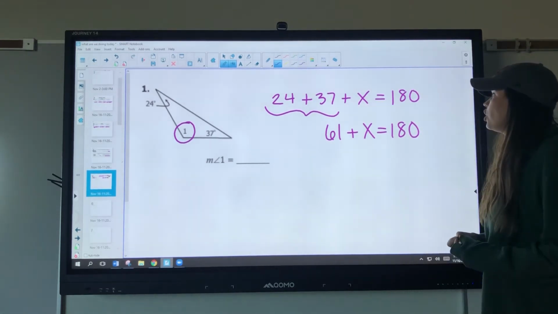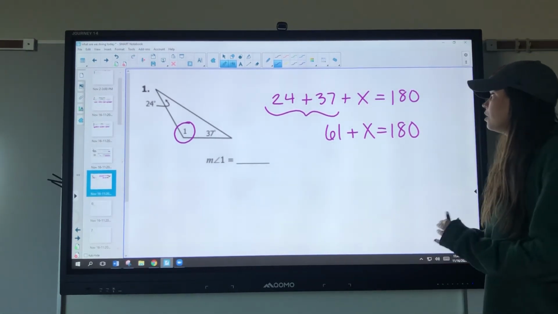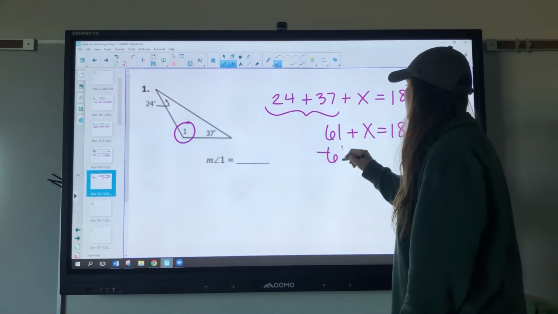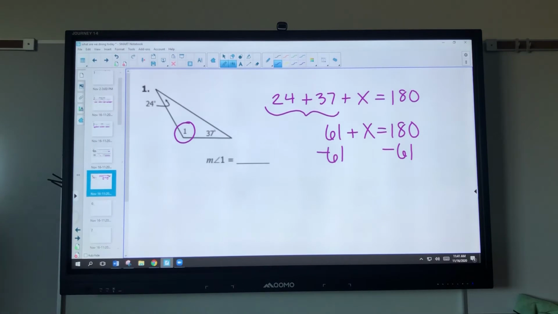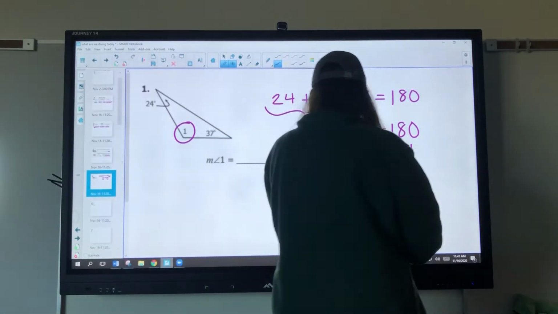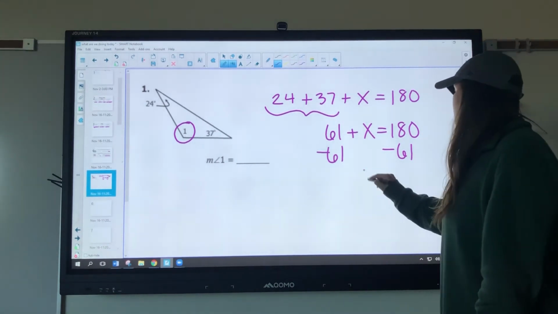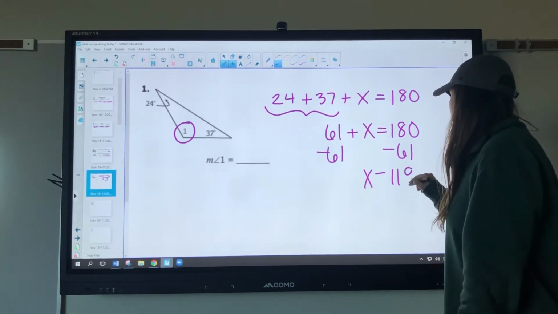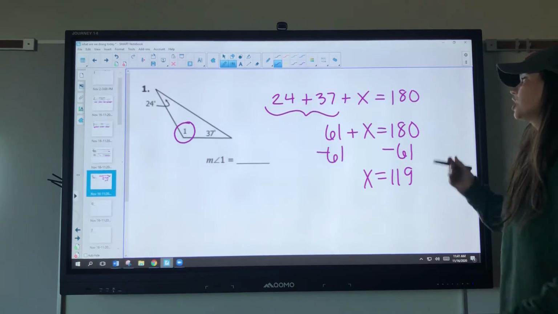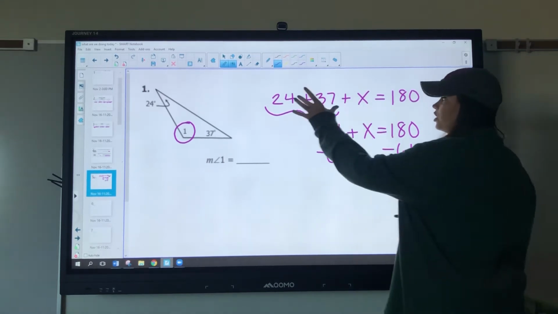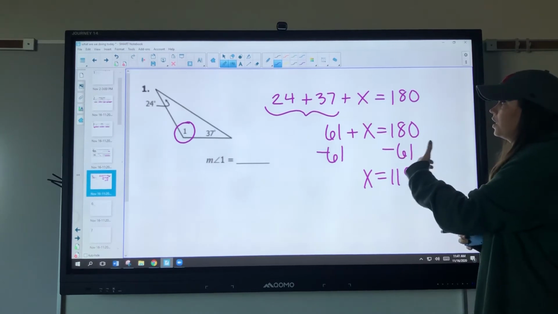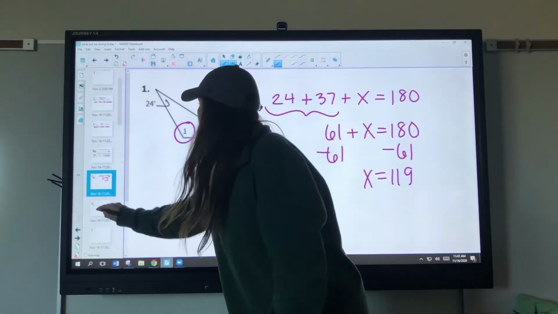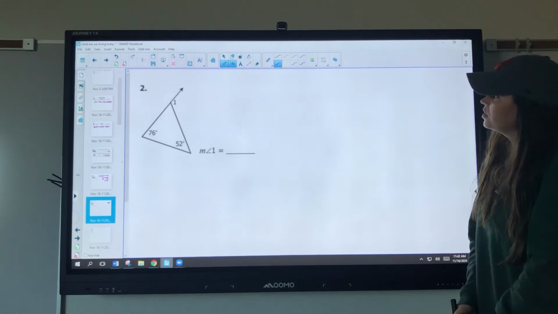So if it's totaling 180 and you've used 61 already, you just subtract 61 from 180. Sorry, I'm bad at mental math. 180 minus 61. So you don't have to set this up every time. Some people just get into a habit. You know that you're going to add up what you have and subtract it from 180 because you're always going to be using 180.